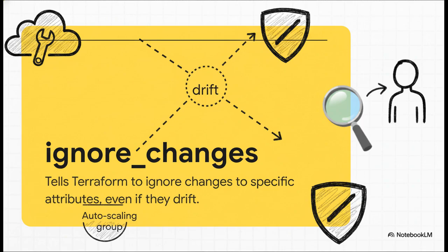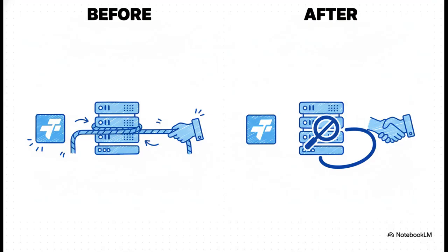See, sometimes other systems outside of Terraform, like an auto-scaling group or even a person making a manual change, will modify a resource. Normally, Terraform sees this as a mistake and will try to change it back on the next run. And that can lead to this constant fight. Before ignore changes, Terraform is a bit of a control freak, always trying to enforce its version of the truth. But after, you can tell it, hey, for this one specific thing, it's cool. Just let it go. Let the other system handle it.